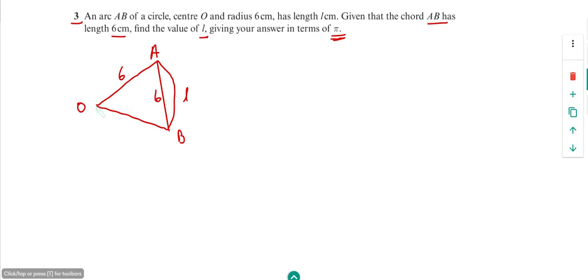So we know that because this has got radius 6 centimetres and it's a circle, then this must also be 6. And we can see we've got an equilateral triangle. And so we know that in degrees, all these angles must actually be 60 degrees. Now, because we're working in pi, we want that in terms of pi. Really, we could do with finding this angle here in terms of radians. So we can convert it.